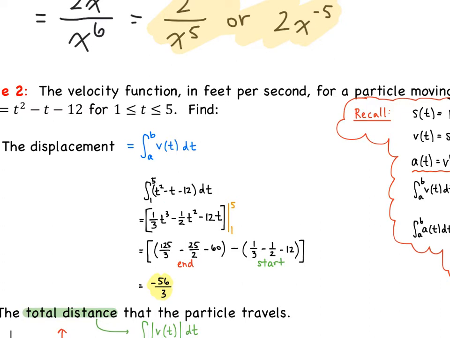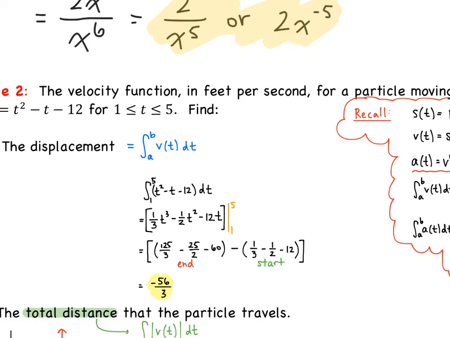And when we integrate that, we get 1/3 t cubed minus 1/2 t squared minus 12t, and we're evaluating that from 1 to 5. So remember, when we plug 5 in, that's the end value, and when we plug 1 in, that's where we're starting off. So we want to find this displacement, the end minus the start. And when we do, we get negative 56/3.